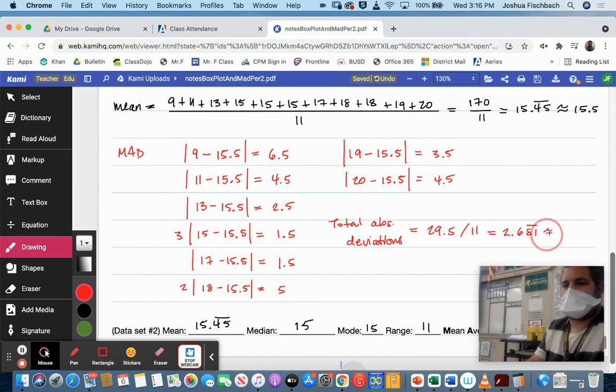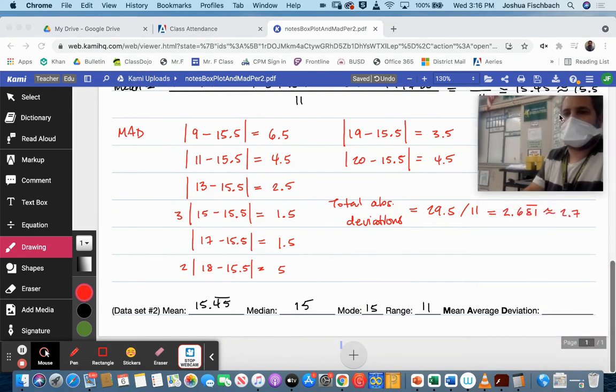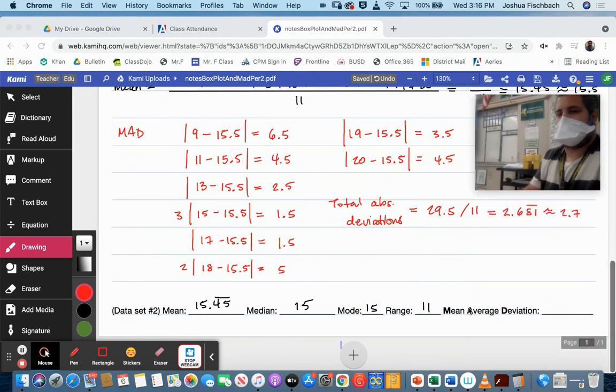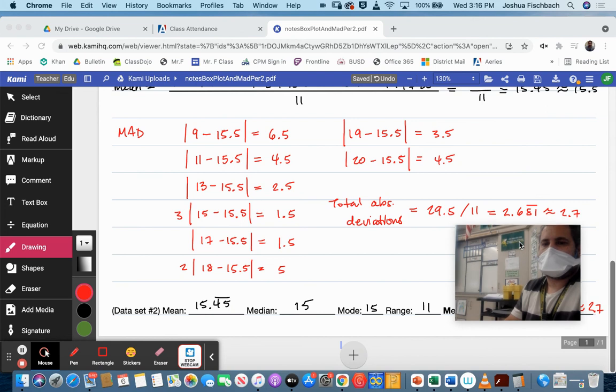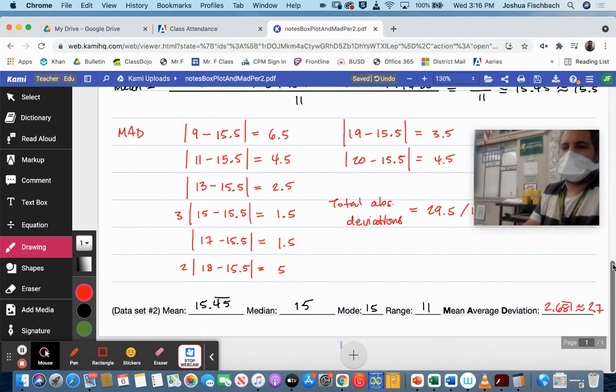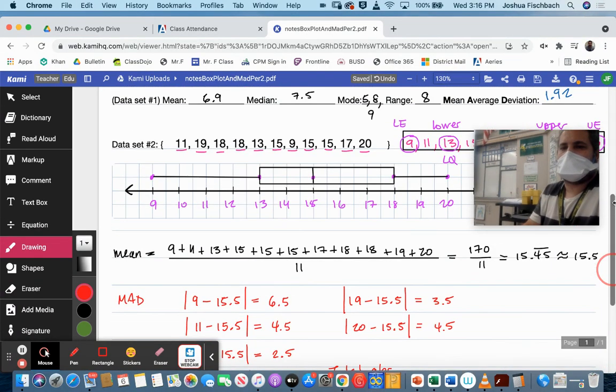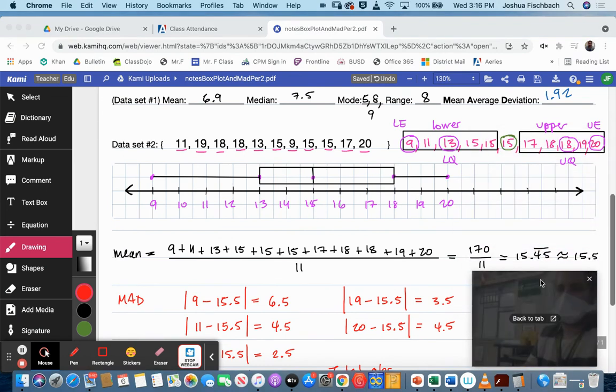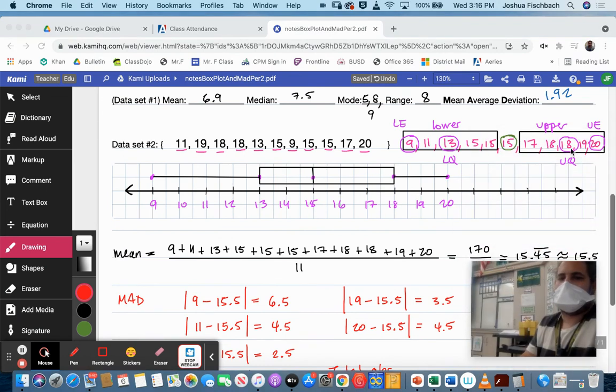Now you can approximate that if you wanted to the nearest tenth at approximately 2.7. So when we go to our MAD, you see our mean absolute deviation, our mean average deviation is going to be 2.7 approximately. So 2.681, which is approximately 2.7. What does that mean? It means that on average, each of these pieces of data is about 2.7 away from the average, right? That's the measure of spread, right? How far each of those pieces of data is from the median, okay? And that's how you do all that math.